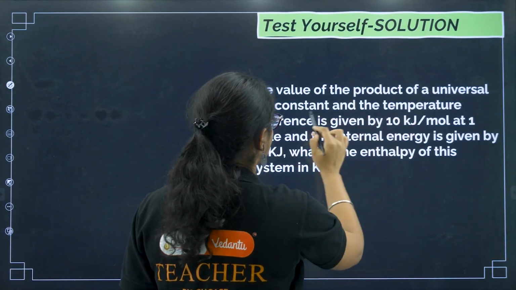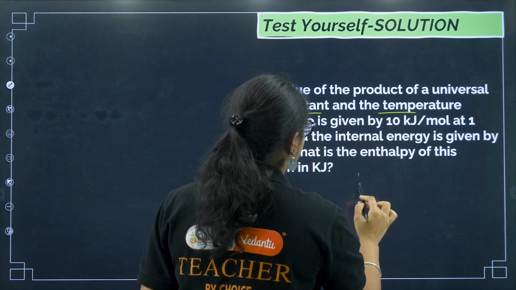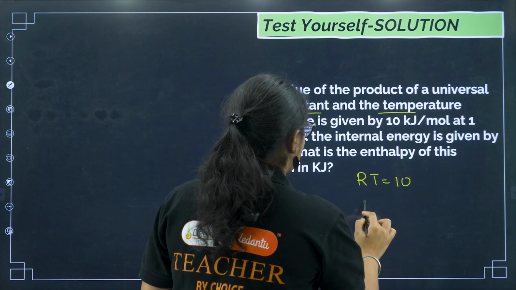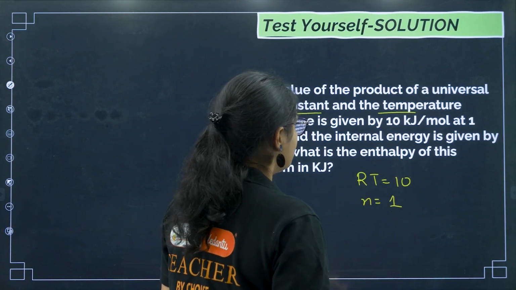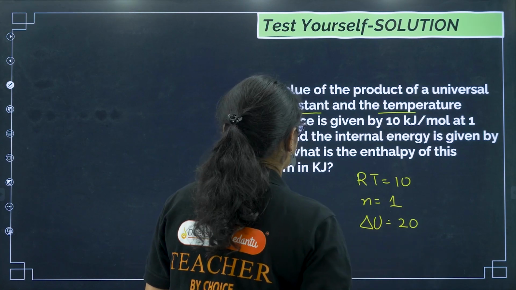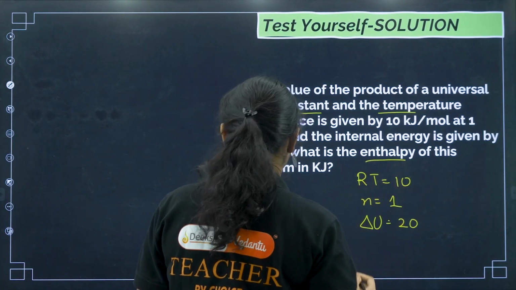The value of the product of the universal gas constant and temperature, RT, is 10 kilojoule per mole. Number of moles is 1 mole. Okay, internal energy is 20 kilojoule. Then you need to calculate the enthalpy of the reaction.